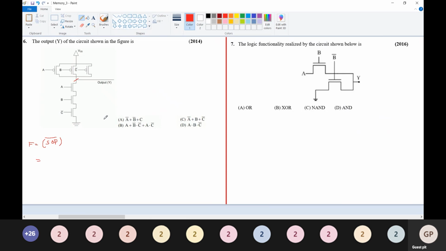How many parallel paths do we have with respect to output terminal to ground? Only one parallel path. So this can be written as A, B, C dash, the whole dash.